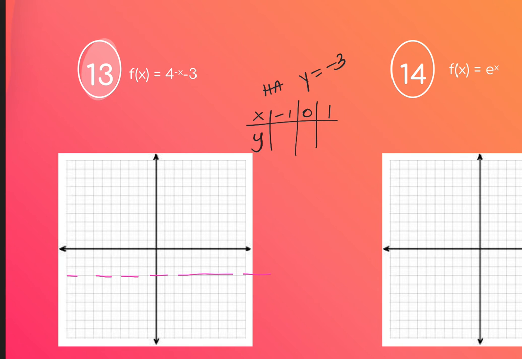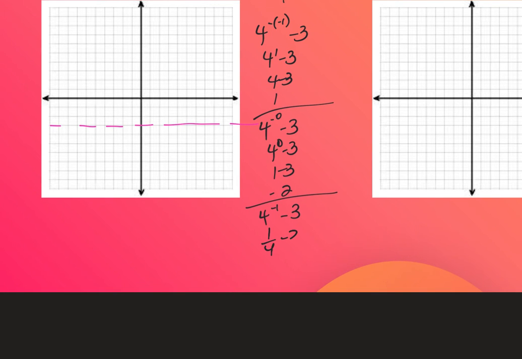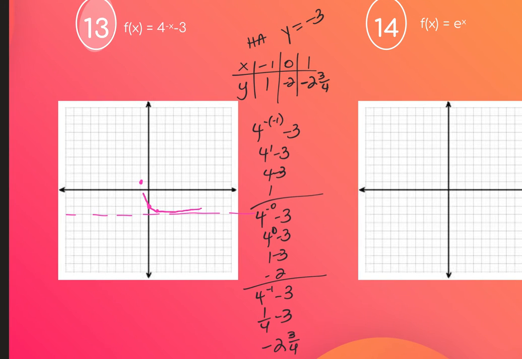Again, I'm going to cheat, just do these 3 for now. 4 to the negative negative 1 minus 3 would be 4 to the first minus 3, which is 1. 4 to the negative 0 minus 3 would be 4 to the 0 minus 3, or 1 minus 3, which is negative 2. And then 4 to the negative 1 minus 3 is 1/4 minus 3, or negative 2 3/4. So the points are negative 1 and 1, 0 and negative 2, 1 and negative 2 3/4.